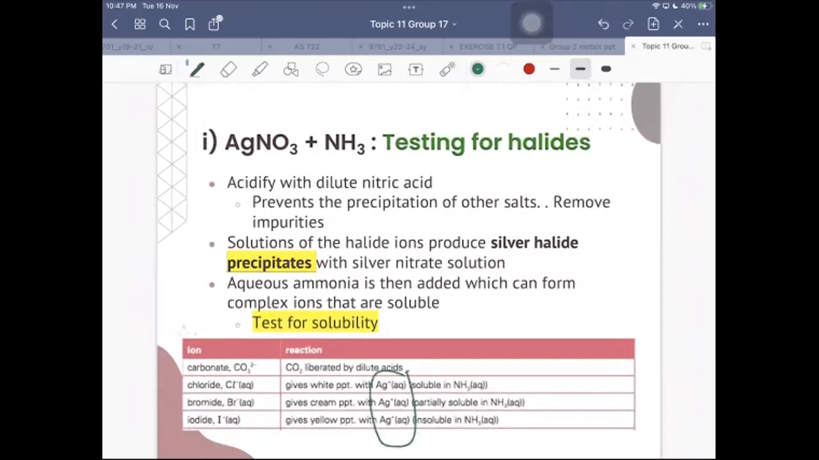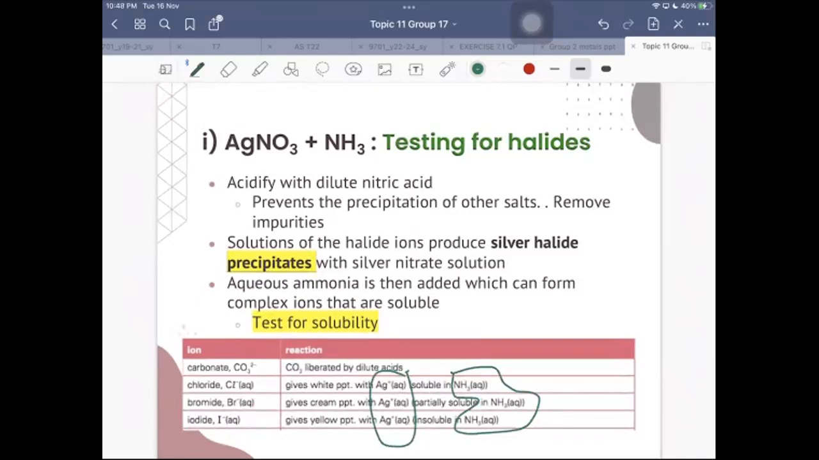ions. You either use silver chloride or silver nitrate, whichever is available to you in the lab or during the exam. And then you add ammonia because you want to test for the solubility. What's the procedure? Sometimes you will notice that in your qualitative analysis, they will tell you to add a few drops or equal amount of nitric acid.